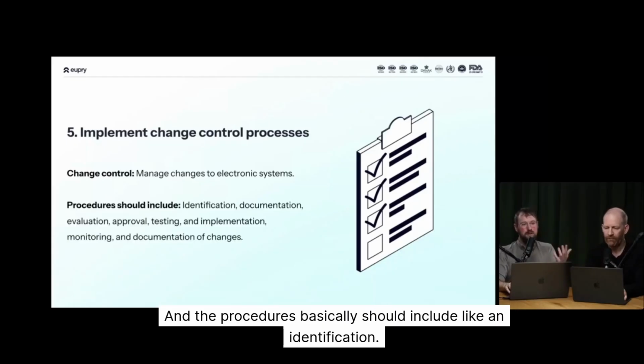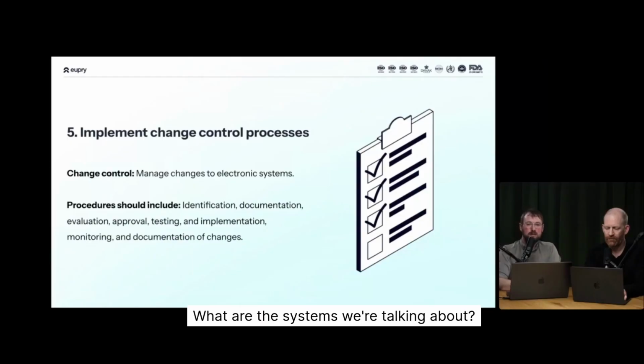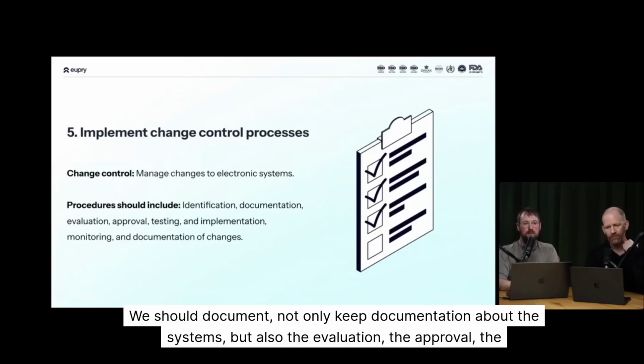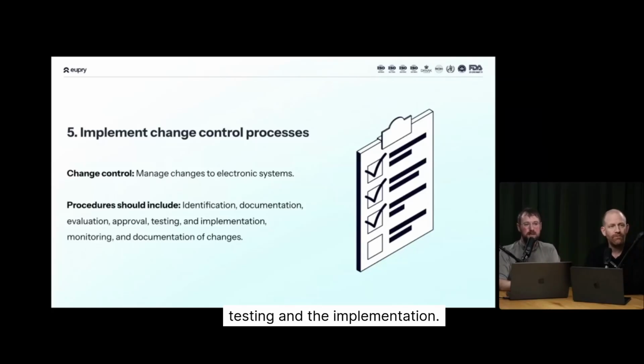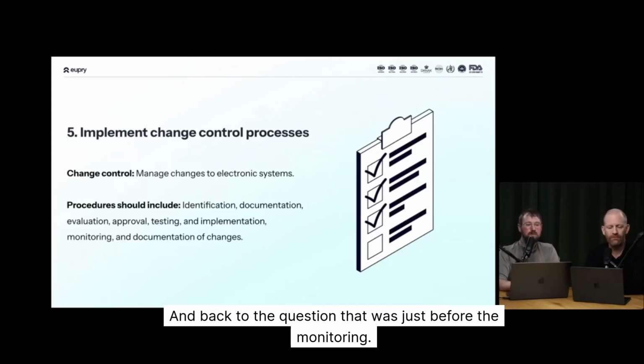And the procedures basically should include like an identification. What are the systems we're talking about? Which versioning do they have? Who is the system owner and so forth? We should document, not only keep documentation about the systems, but also the evaluation, the approval, the testing, and the implementation. And back to the question that was just before, the monitoring.